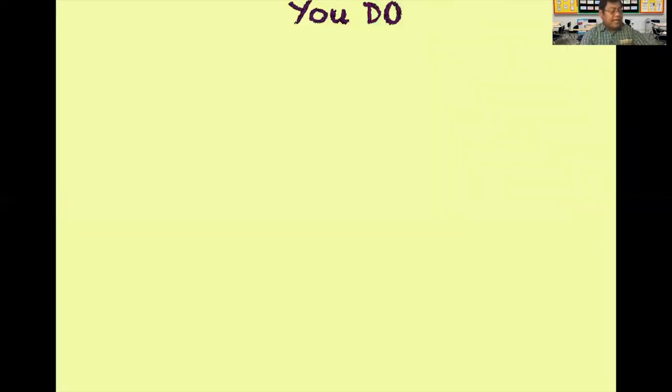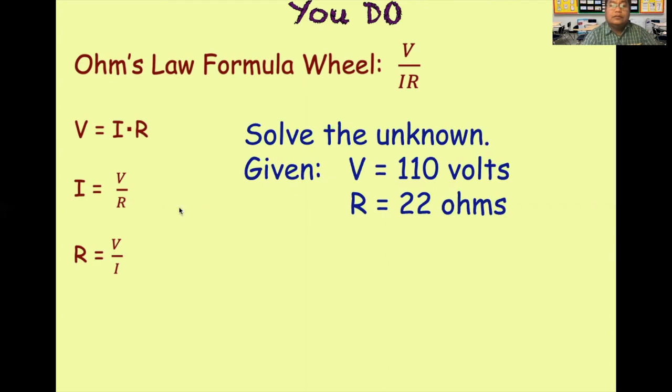Now, it's your turn to solve the problem alone. Okay? I will give you 2 minutes to solve the problem. Solve the unknown. The given is V equals 10 volts, R equals 22 ohms. The time starts now. Remember, only 2 minutes. And then afterward, we will discuss the answer.